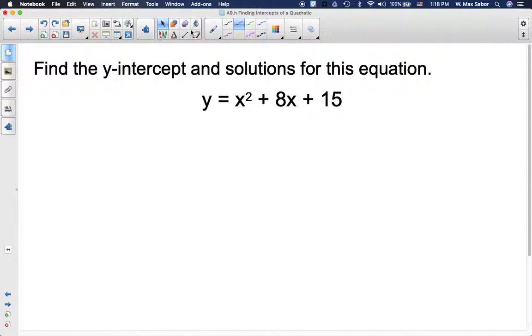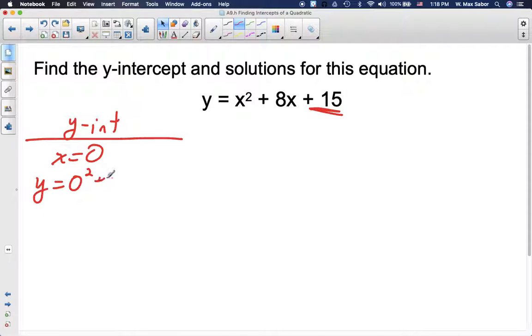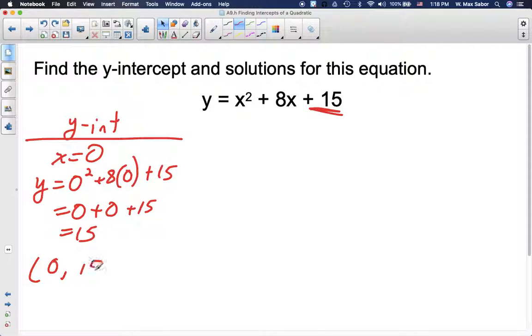The y-intercept and solutions for this equation. So for y-intercept, if you remember, you know it's just 15. But if you've forgotten, you know it's where x equals 0. So we're going to say y equals 0 squared plus 8 times 0 plus 15. 0 plus 0 plus 15 is 15. So we have 0, 15. That's the y-intercept.